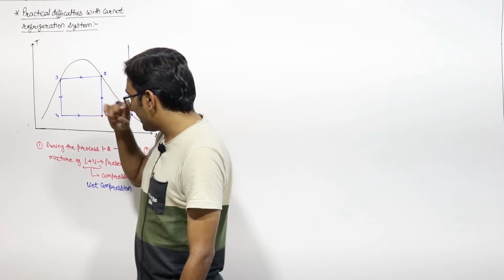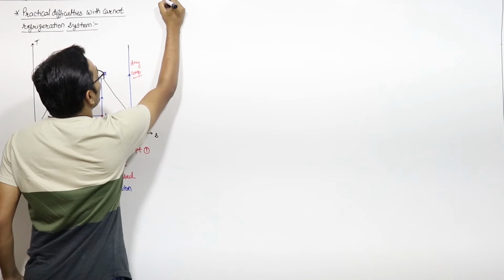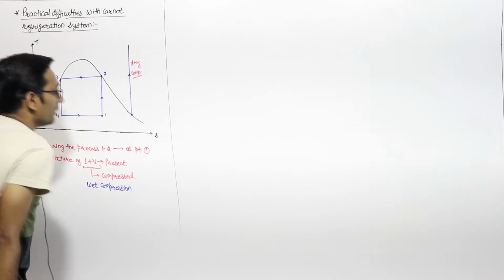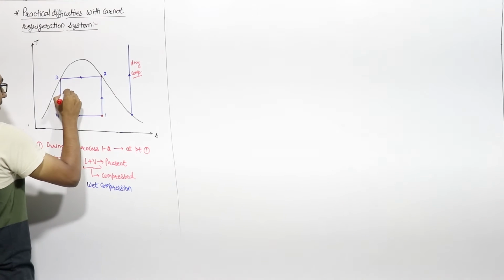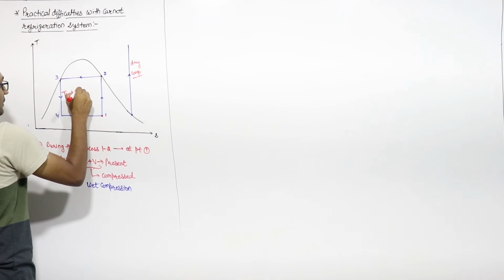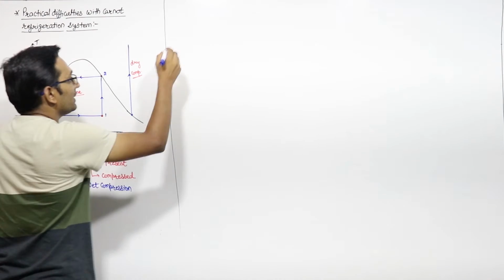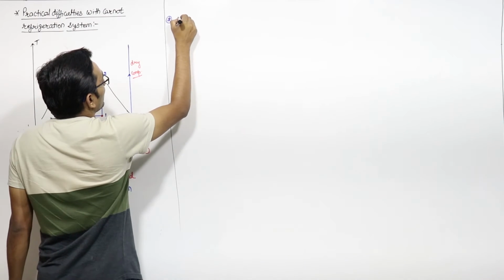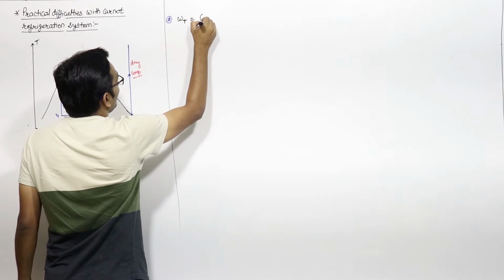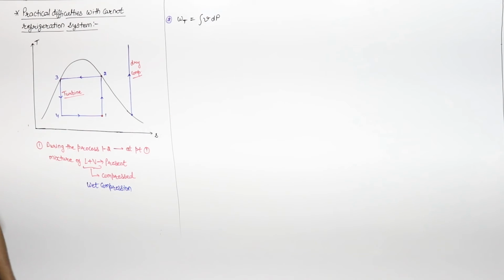The second practical difficulty is with this turbine, right? What is the difficulty with this turbine? We are using a turbine here, which will give you some work. And this turbine is an open system, so the work done by this turbine will be equal to the integration of specific volume into dP, the change of pressure. This we know, right?